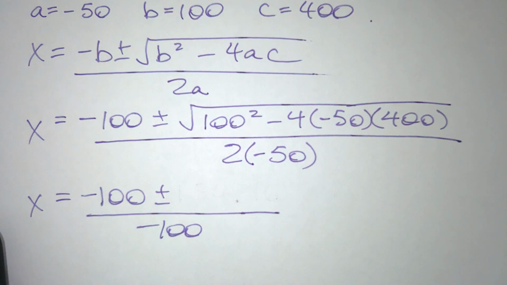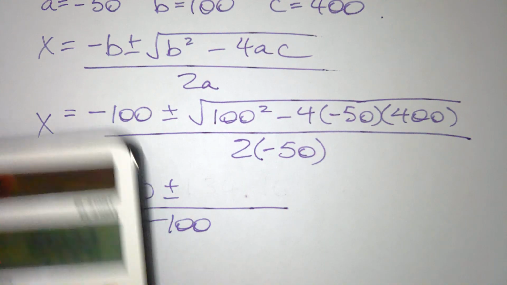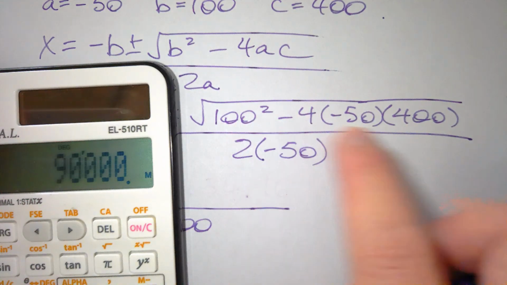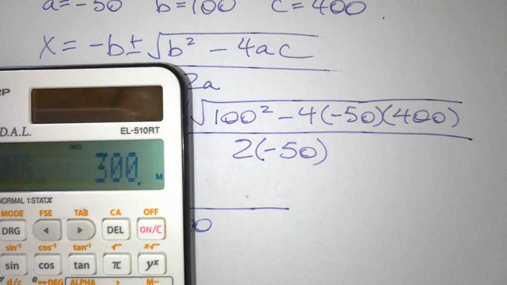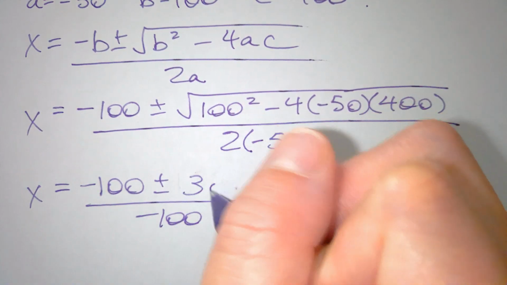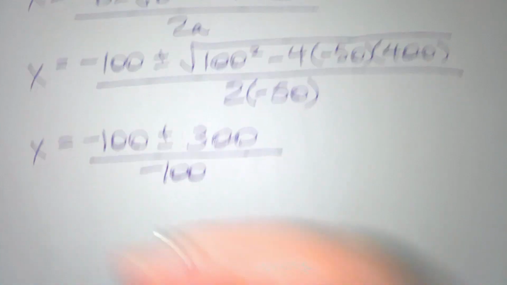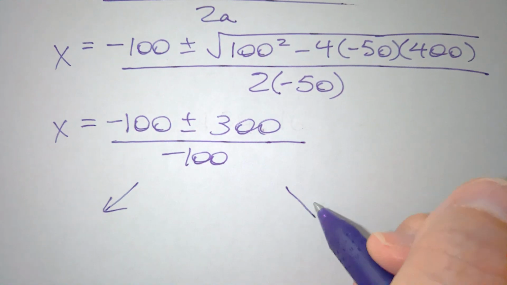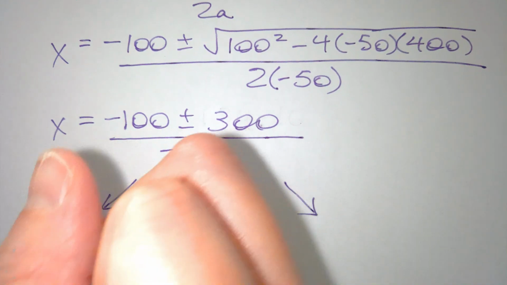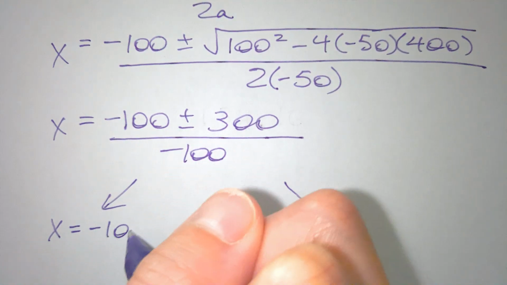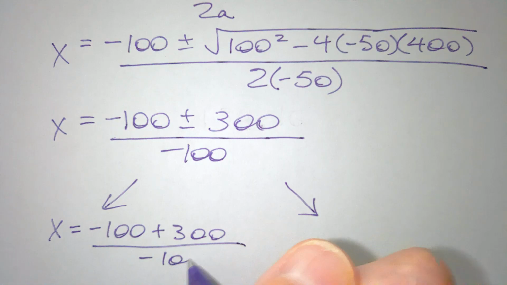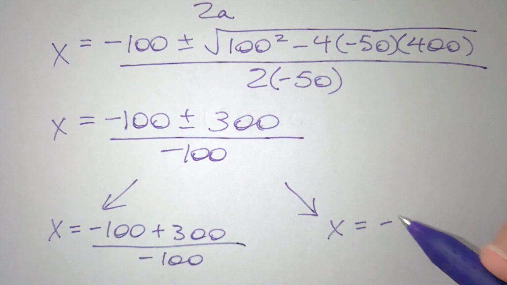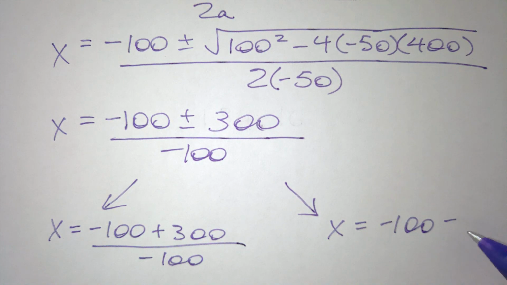So when you do all this in the calculator, you get 90,000. So when you square root 90,000, you get 300. That sounds better. Now that I have this, I can do my two answers. x equals negative 100 plus 300, and negative 100 minus 300.